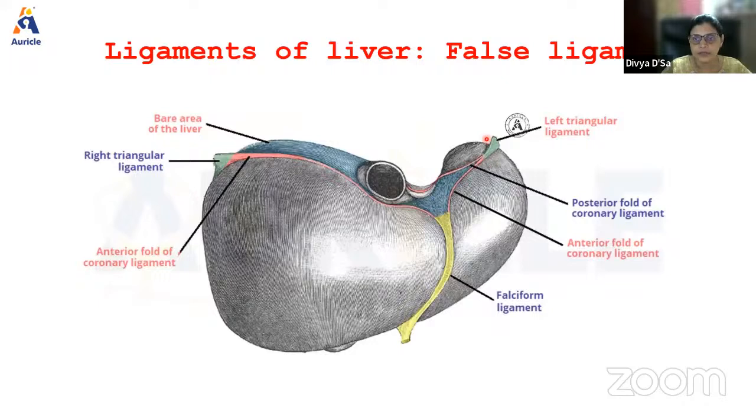So, ligaments of the liver. The false ligaments include all these peritoneal folds, which include the left triangular ligament and the right triangular ligament here, which I already told you are formed by the coronary ligament, superior and inferior. This is the falciform ligament. All of these are peritoneal folds, so they are known as the false ligaments.